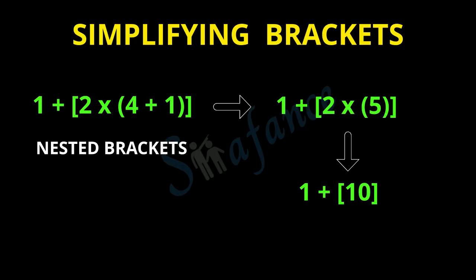Now we have already done the operation inside the rectangular shape bracket also, so we can remove it. The answer we get is 1 plus 10, that is 11. So this is how we simplify brackets.